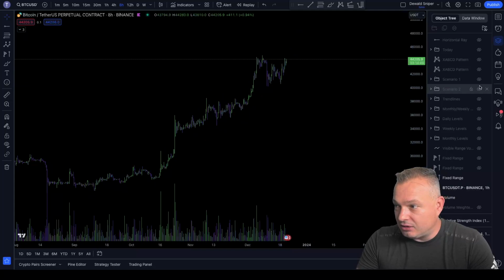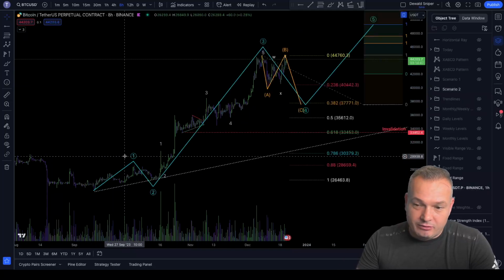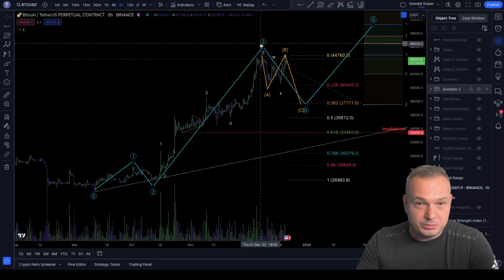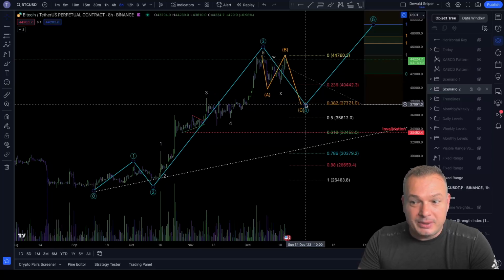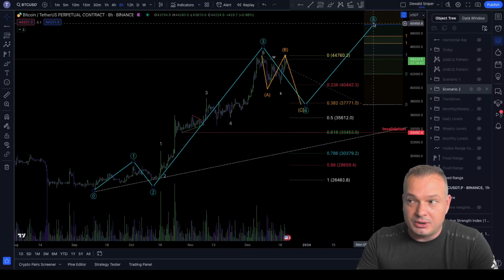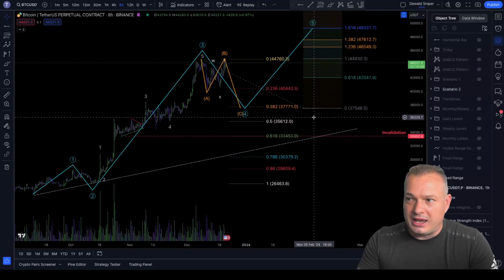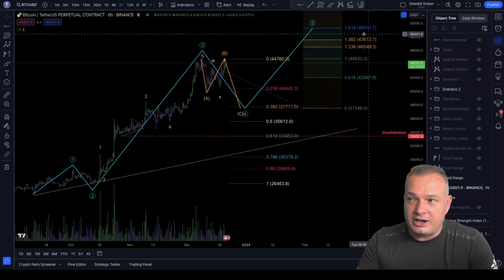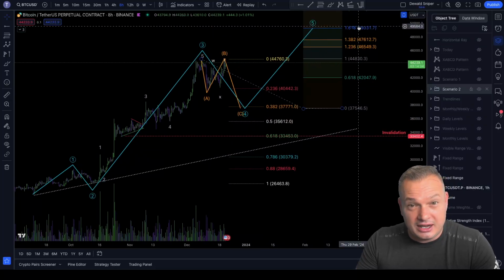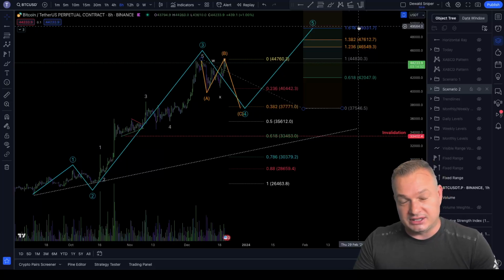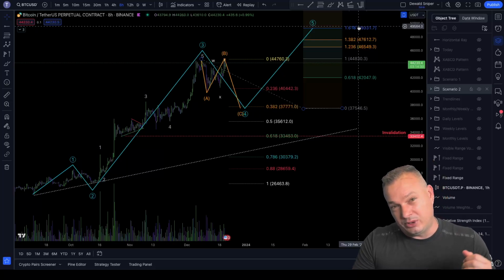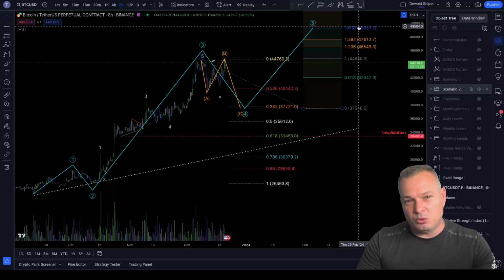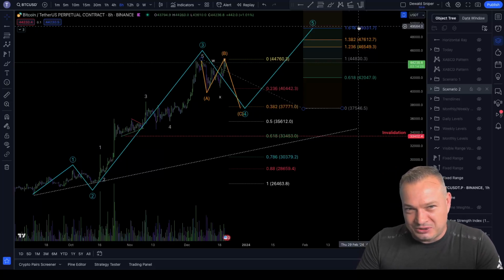Or looking at scenario number two, we have 1, 2, 3, and potentially coming down to complete the bigger fourth wave for then continuation to the upside, where we have this beautiful round about $50,000 area that everyone in social media is talking about, to say that this is the target and we're going to smash that level. Perhaps only then will we get that correction. What do you guys think?